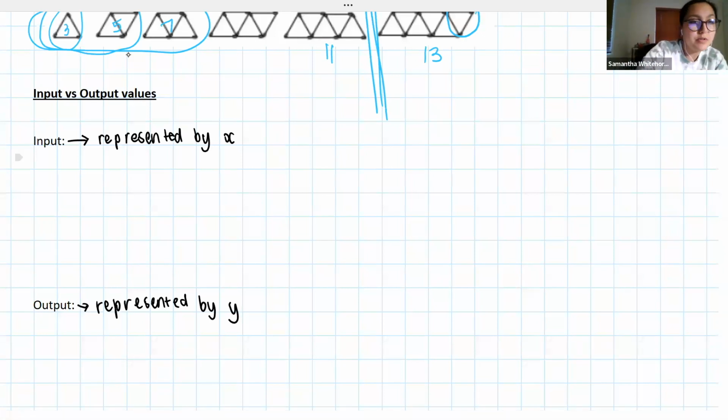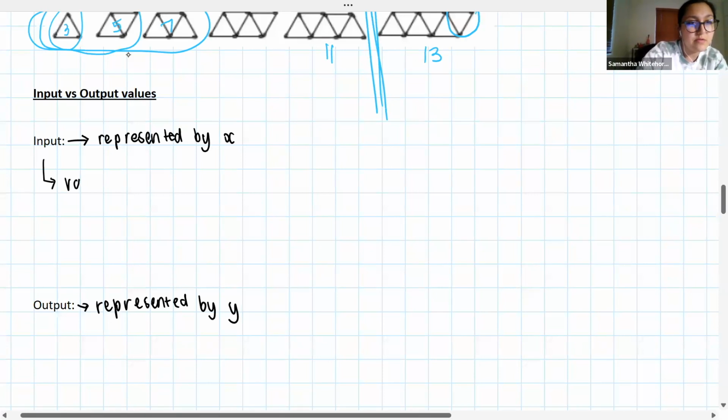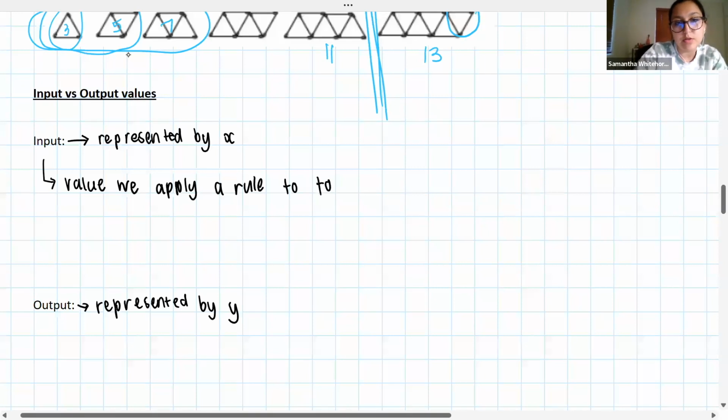Our input value is the value we apply a rule to, to get an output value. And the specific rule that we use represents the relationship between input and output.